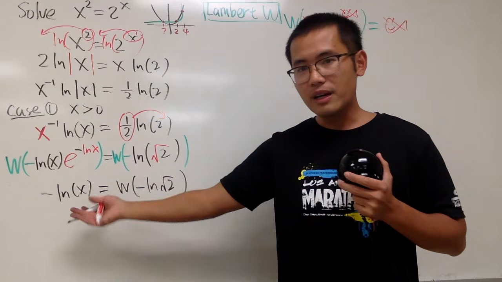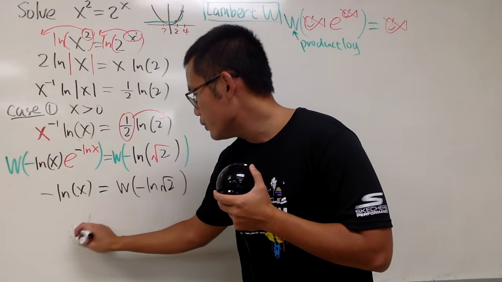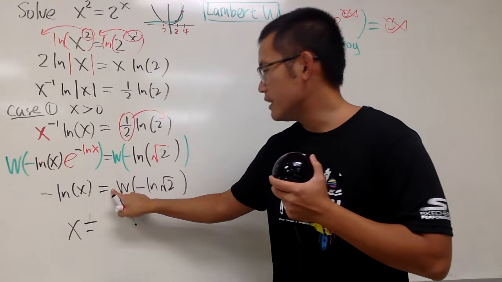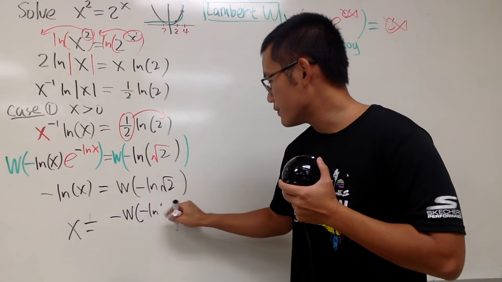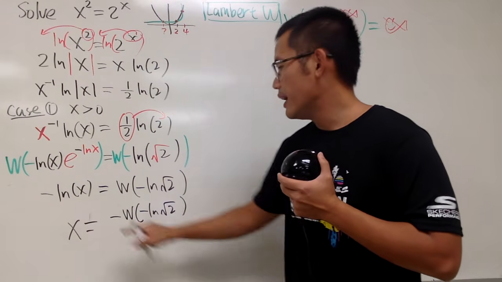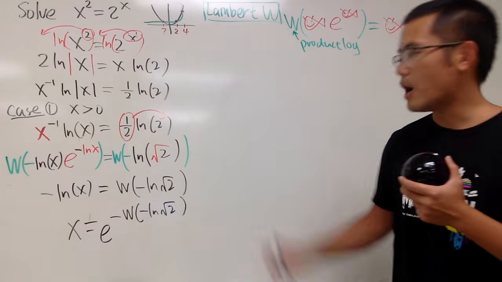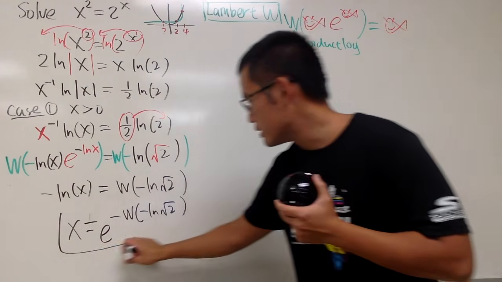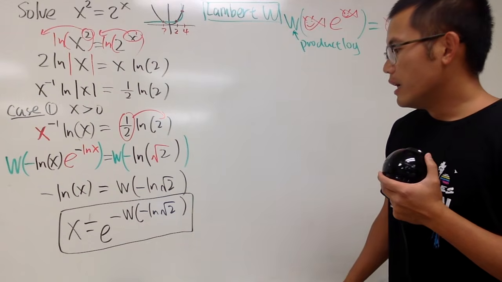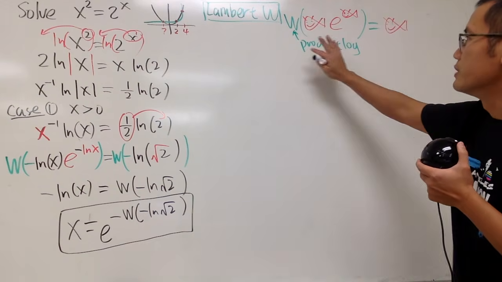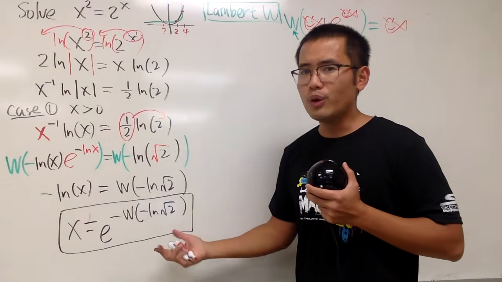And now we can just solve for x. What we can do is, of course, divide both sides by x and do e to the power on both sides. So x is equal to, well, I divide the negative right here. So we have negative Lambert W function of negative ln of square root of 2, like this. And then we have to do e to this power, so it's e to this power right here. So this right here is the first case when x is greater than 0, right? And again, on Wolfram Alpha, you will just enter the product log. But if you just enter the product log, the truth is you will only get one answer.